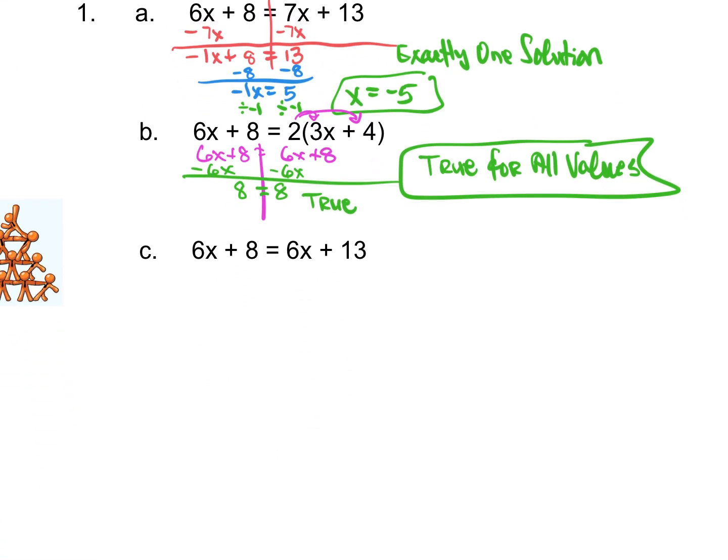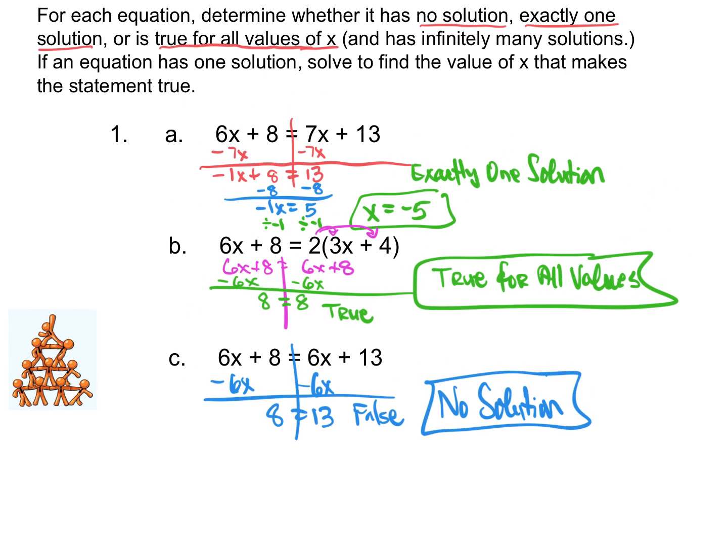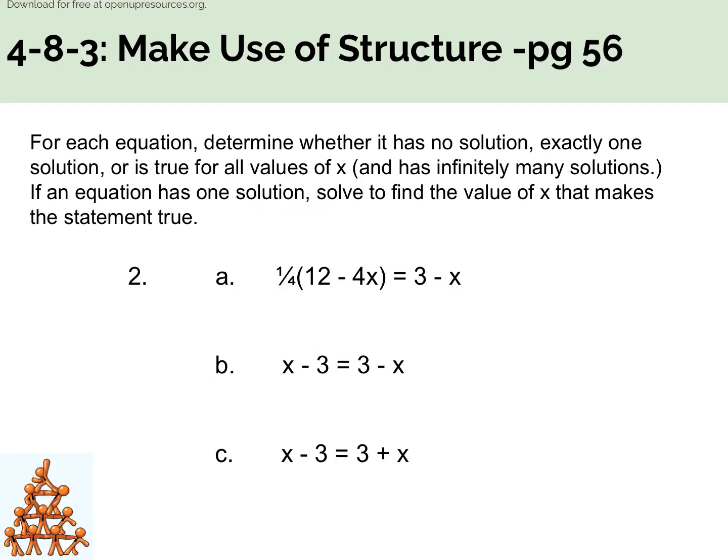Let's try the last one. Let's go ahead and I'm going to move my 6 onto the other side. So I get 8 equals 13. This is false. So the answer is not just false. Okay, the answer is no solution. There is no number in here that will make both sides true. Okay, so you're getting the pattern as far as what we need to do. All right, now you kind of know how to do this. Go ahead and try number 2 and then come back to me.